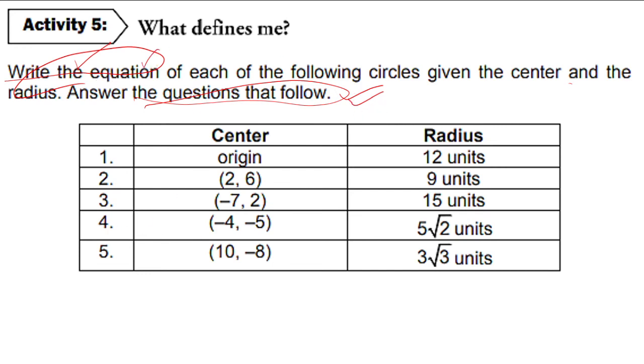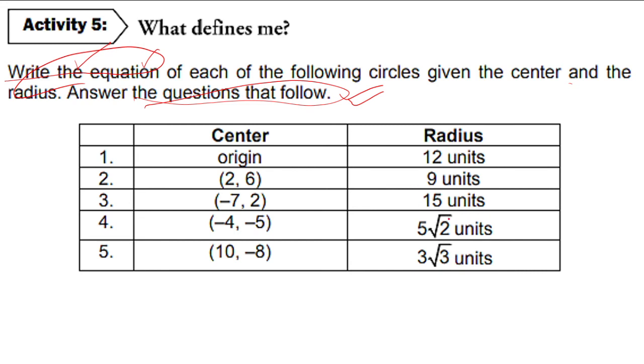Next, number 2. Ang center niya nasa 2 and 6. And ang radius niya 9 units. So, dun sa dalawang standard form, anong gagamitin mo? Number 3, ang center niya negative 7 and 2, tapos ang radius niya 15 units. Number 4, negative 4 and negative 5, dun located ang kanyang center, tapos ang radius niya 5 square root of 2 units. Okay? Ang number 5 naman, located yung center niya at 10 and negative 8. Tapos ang kaniyang radius ay 3 square root of 3 units.